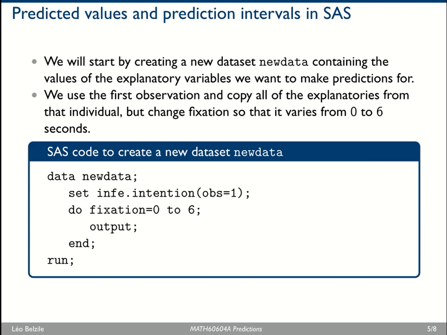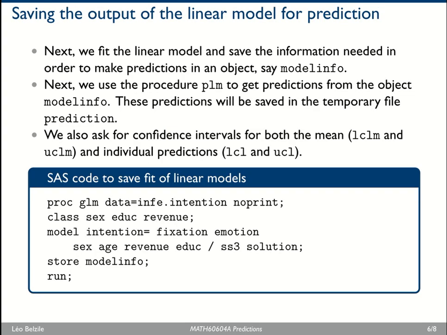and create copies of that person, but change their fixation time. It's going to vary from 0 to 6. So I'm creating this new database by copying intention and then changing the value of fixation from 0 to 6 using a for loop. So now I have these new observations.